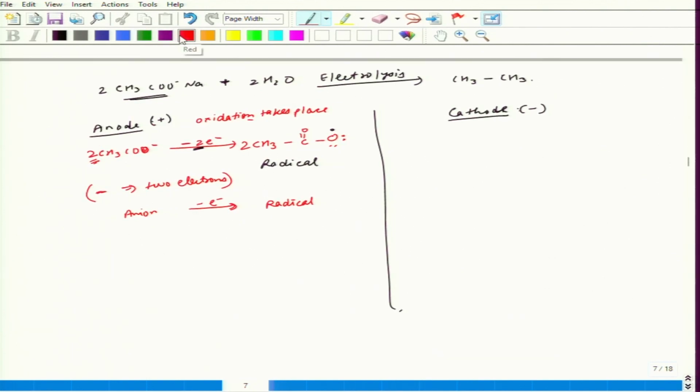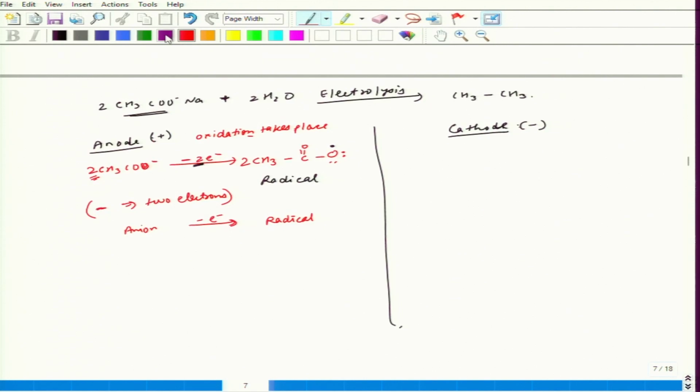Okay. Now, what will happen? I have formed 2 CH3CO radicals, right. Now, it will break into this. How will it break? This. What happens is, this is the notation to describe the bond when it is homolytic cleavage. I will tell you in a while what is homolytic cleavage. So, what will it give? It will give 2 CH3 radicals.